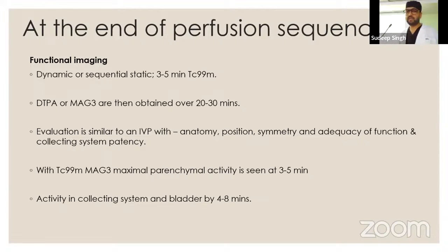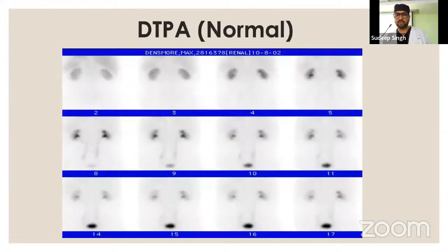Evaluation is almost similar to an IVP with anatomy, position, symmetry, and adequacy of function and collecting system patency. With technetium 99, MAG3 maximum parenchymal activity is seen at 3 to 5 minutes. Activity in collecting system and bladder by 4 to 8 minutes. This is a normal DTPA scan.